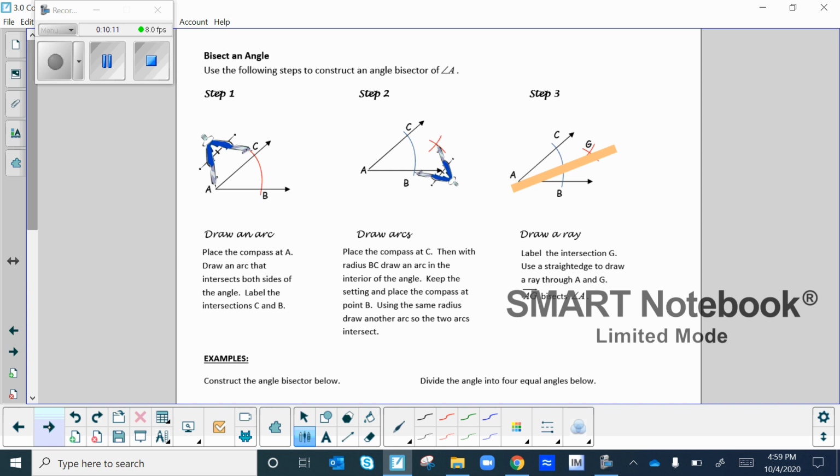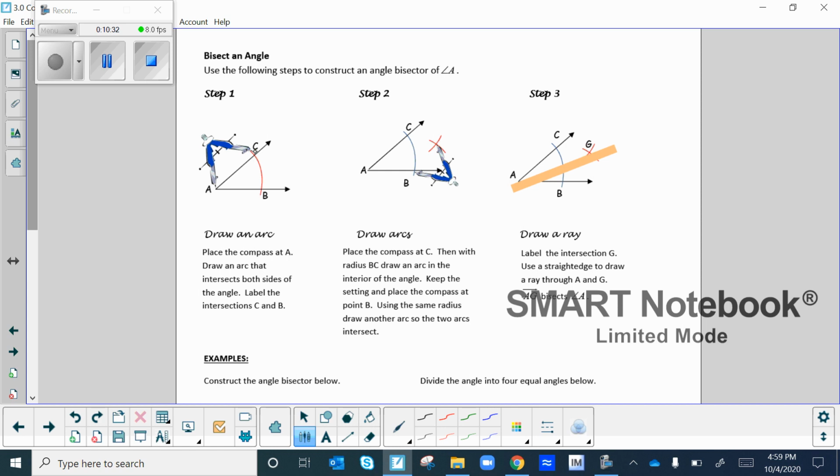Okay, so let's go to the next type of construction. This next one's pretty easy. It's called bisecting an angle. And all it takes is 3 simple arcs. This one's a little easier than copying an angle. So if I want to bisect angle BAC, you want to start off by putting an arc on the angle.